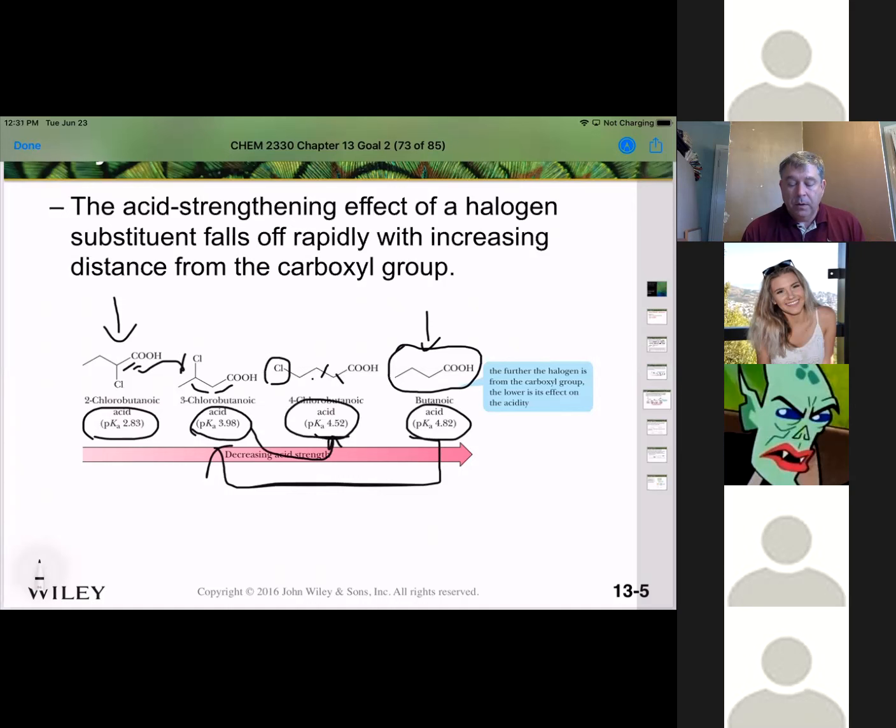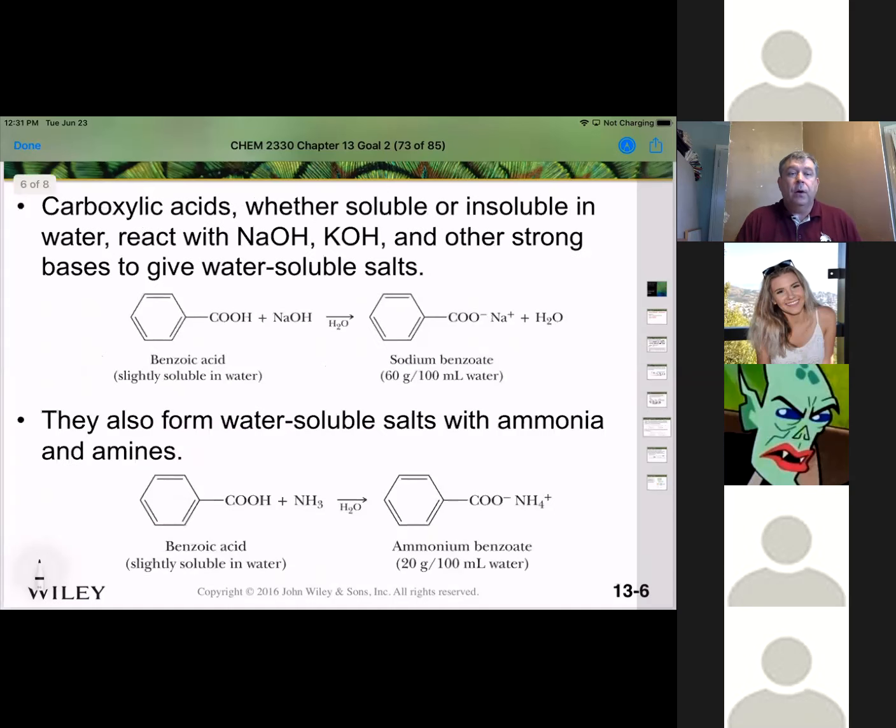Okay, so when it's pulling through 1 bond, it's about 2. When it's pulling through 2 bonds, it's about maybe 0.75. When it's 3 bonds, it's barely 0.3. Okay, so the further you get away, the more rapidly it decreases the effect on the acidity of that acidic carboxylic acid proton.